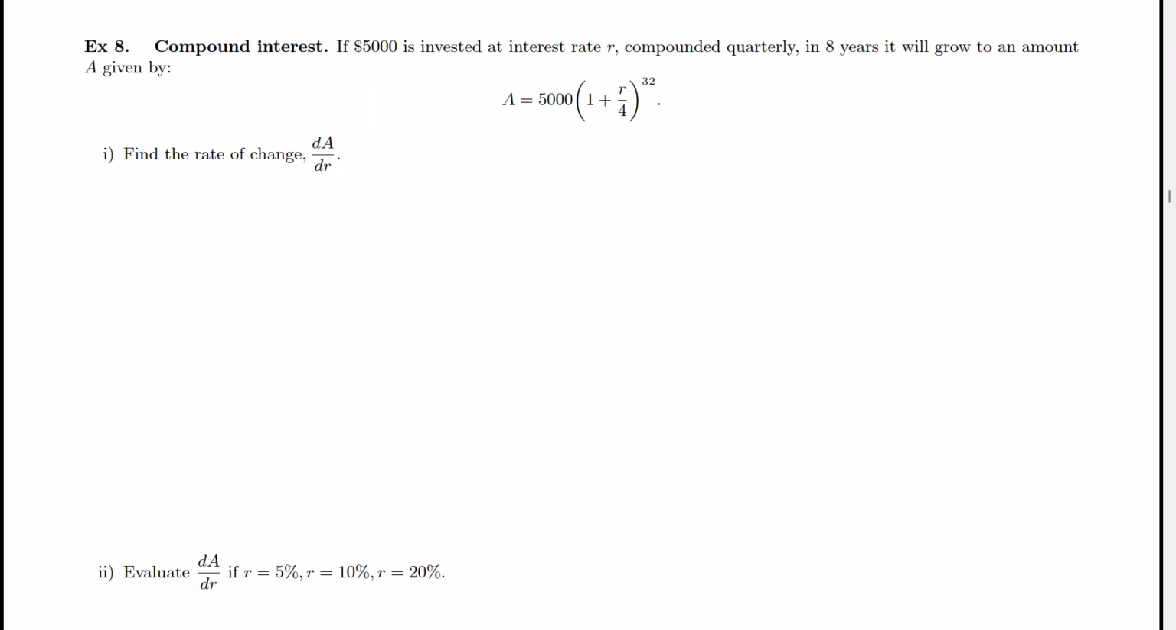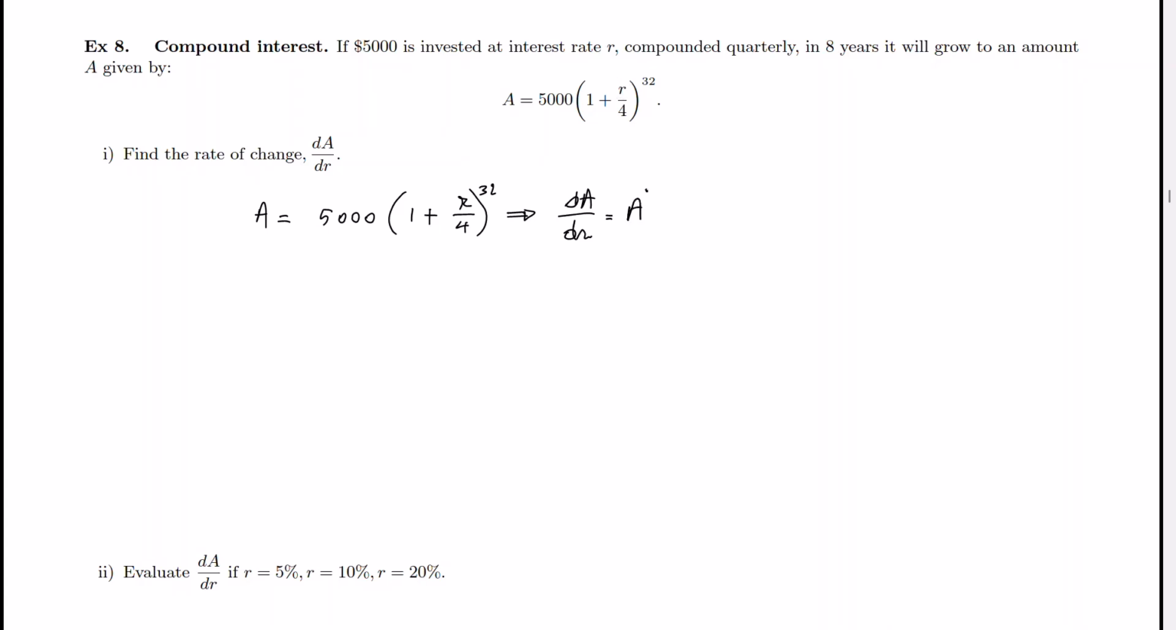So part 1 of the problem is pretty straightforward. They just want us to write the rate of change, dA over dr. So in other terms, what they're saying is they want the derivative of that expression or that function. So in my problem, I am given that A is 5,000 times 1 plus R over 4, all to the power of 32, and I'm being asked for the derivative of A with respect to the letter R. And it makes sense because R is the variable in this problem. That's why we're writing dA over dr.